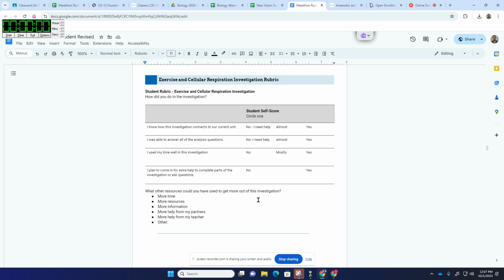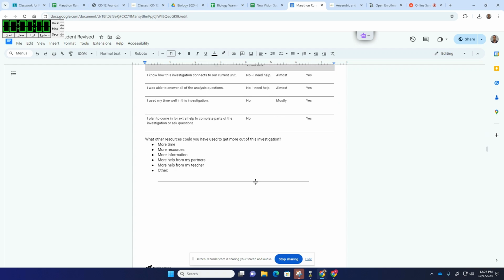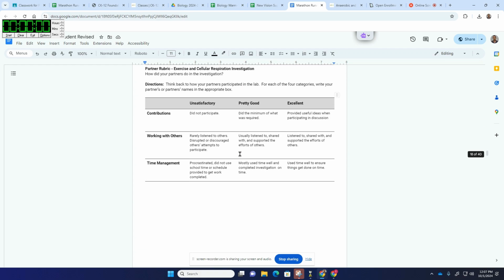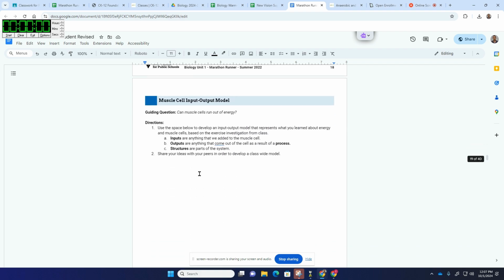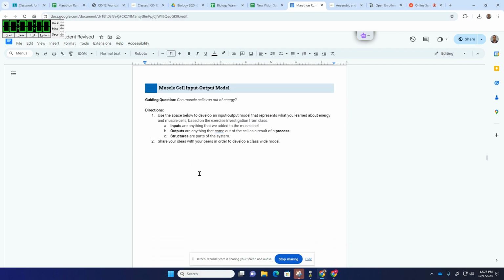And that's going to bring you to your rubric. So just based on listening to this, go ahead and score how comfortable you are. And then for the partner rubric, you can think just back to the last activity you did in class. It doesn't have to be this one. And just think about how others around you are engaging. And that should bring you to your muscle cell input-output model, which will be the next video.